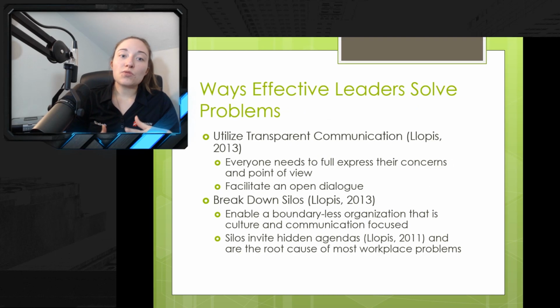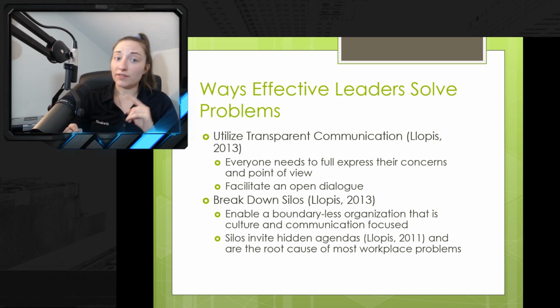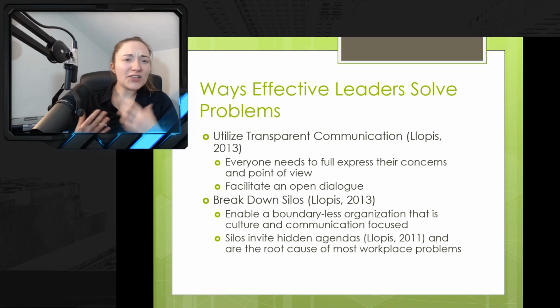Finally, I'd like to leave you with 4 ways effective leaders solve problems. Lapis listed these 4 ways of how effective leaders solve problems across an organization, regardless of the problem or the decision-making technique. This is how we need to solve problems. First, utilize transparent communication. Everyone needs to be able to fully express their concerns and point of view, and you need to be able to facilitate an open dialogue within your organization.